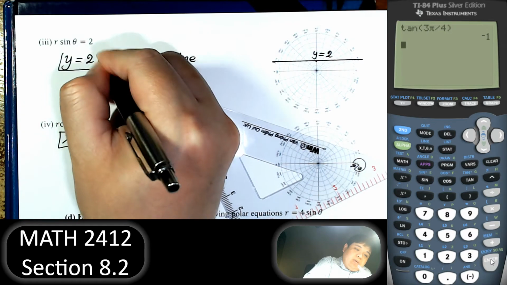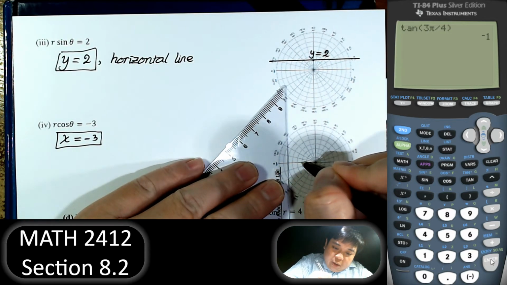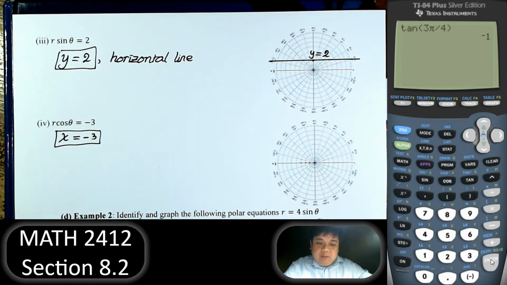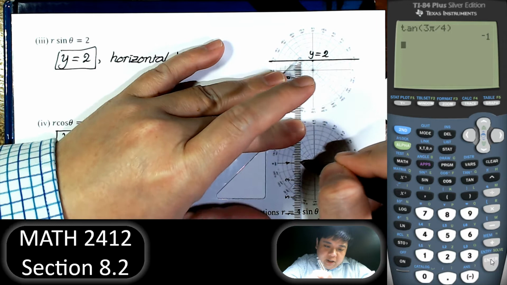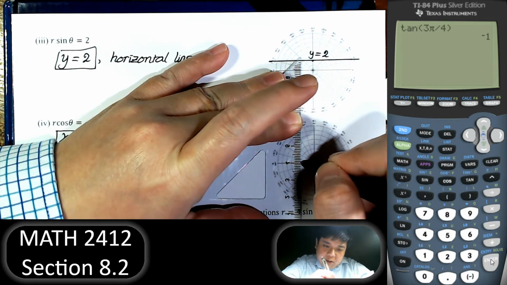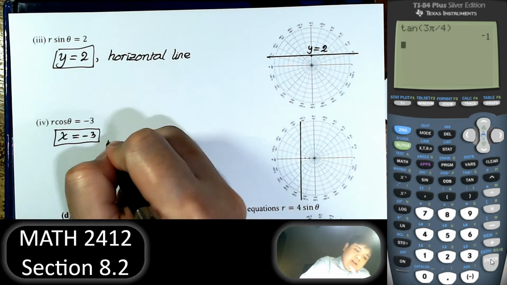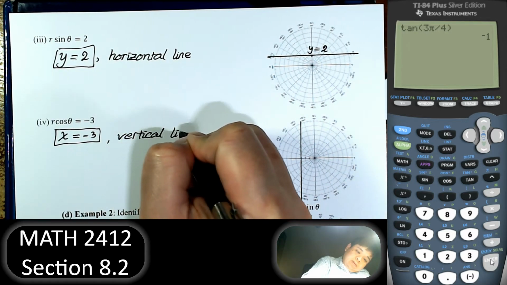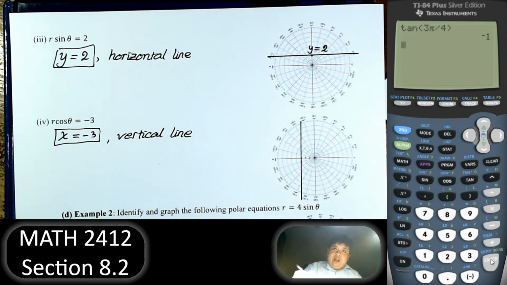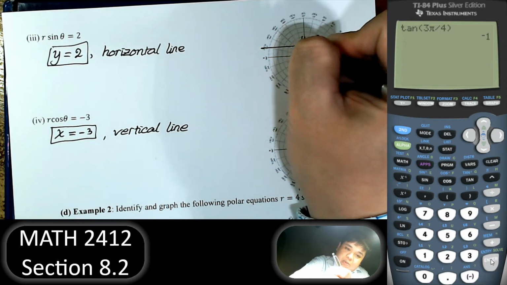X equal to negative 3 is the vertical line when it goes to the point x equal to negative 3. So this is the vertical line that goes to negative 3. This one goes to 2.